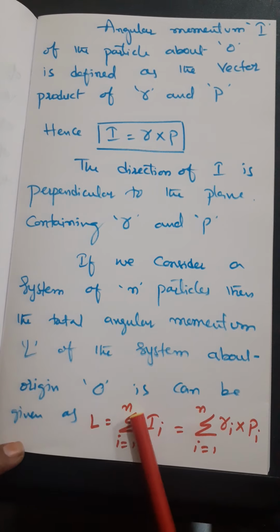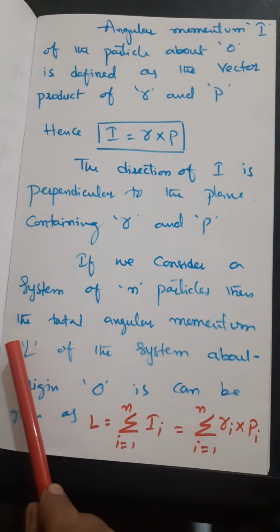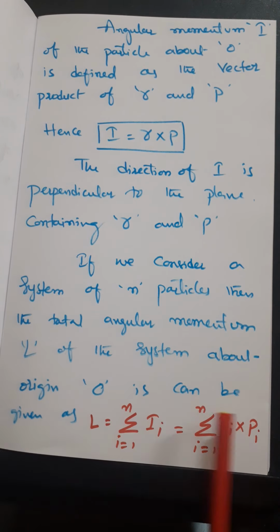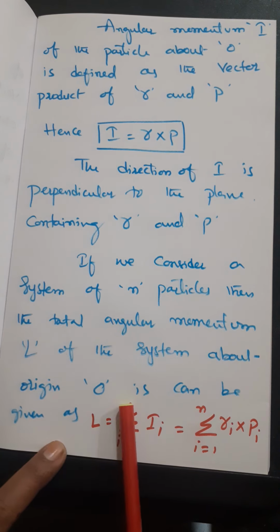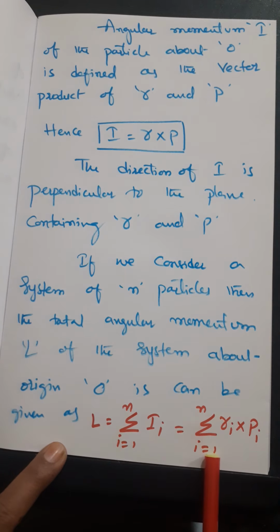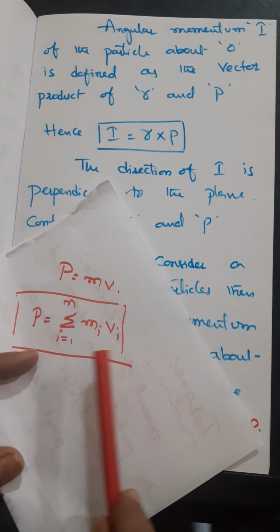Now, when a system consists of n number of particles, the angular momentum L of the system about origin O can be written as L equal to the summation, i equal to 1 to n, of L_i, which is r_i cross p_i. So the angular momentum is the product of the position vector and the linear momentum p_i. Here p_i is the linear momentum, equal to m_i v_i, i equal to 1 to n.